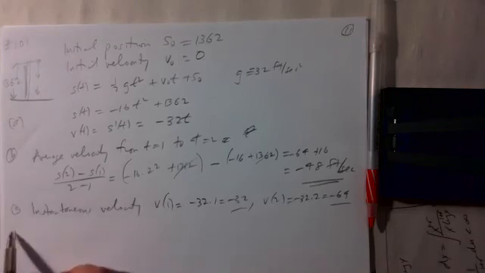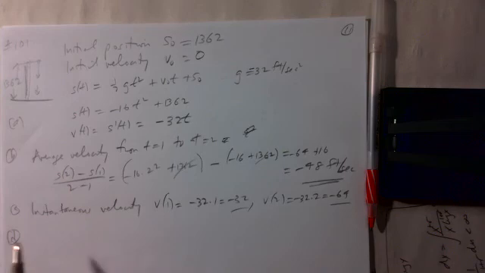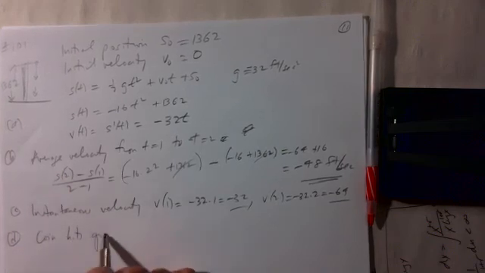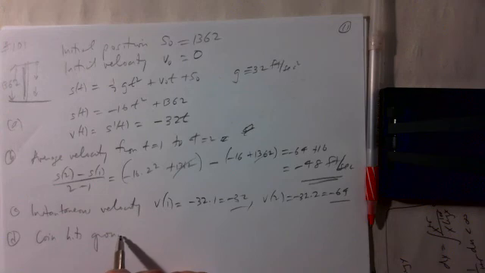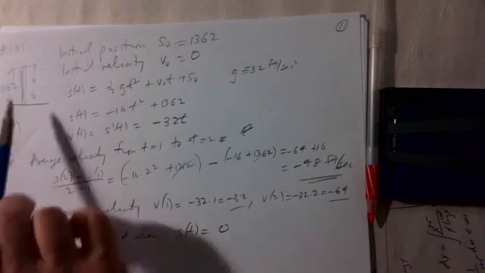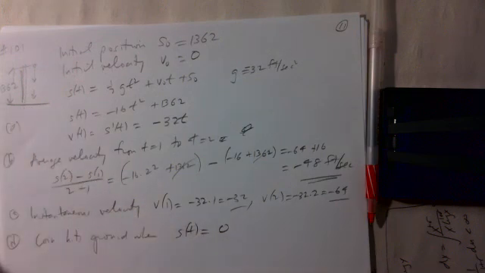Part D, find the time required for the coin to hit the ground. So the coin hits the ground when its height at time t is 0, right? Because s of t is measuring the height above the ground. The coin hits the ground when s of t is 0.